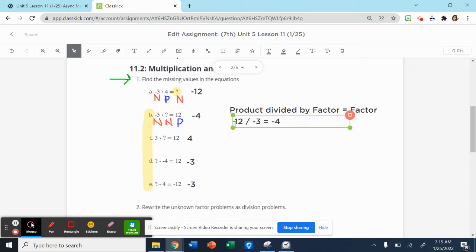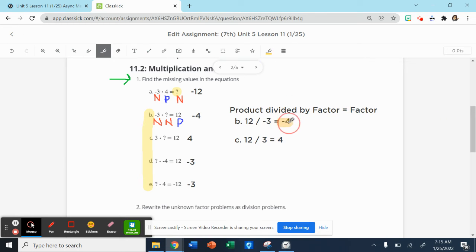This is for question B. In question C, I can take my product, which is 12, divided by the factor I know, which is 3, and my missing factor is +4. Notice that the answers to my division questions, -4, -4, +4, +4, match the answers to the missing number questions. These quotients, the answers to the division questions, are simply the missing factors.